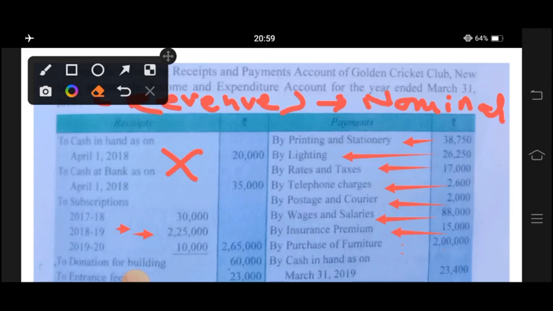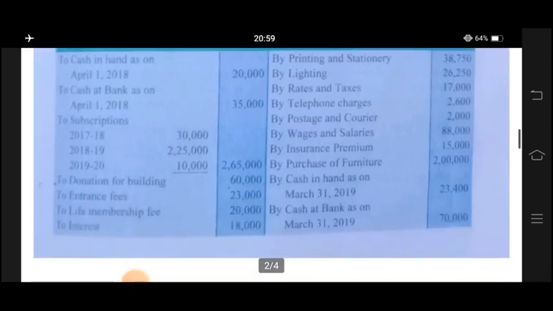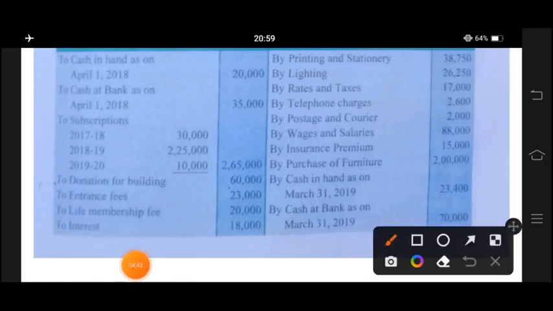Now see that some more information is also given in the debit side of the receipts and payments, as the entrance fees is given here. The entrance fees is a kind of revenue nature transaction, and that is why it should be recorded in the credit side of the income and expenditure account.